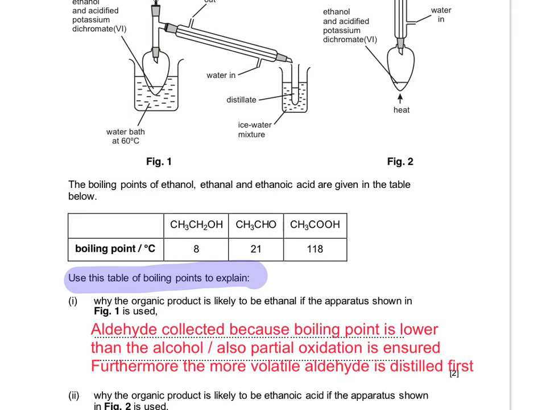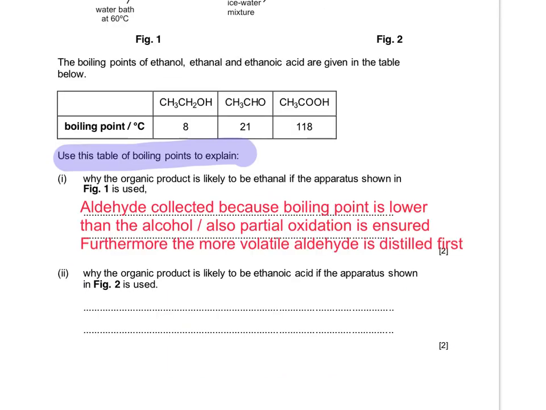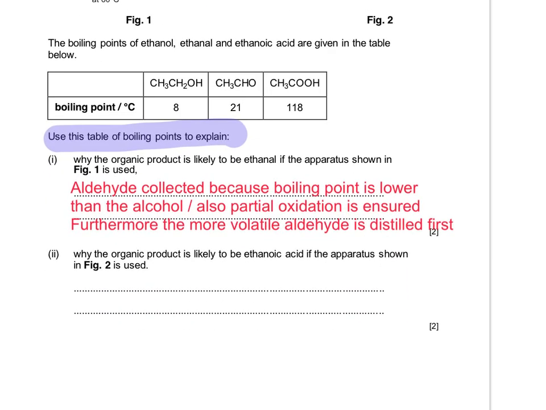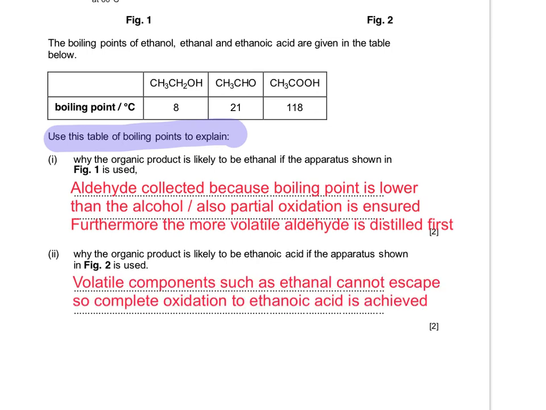So bringing the page further down so you can see what we're doing. It says why the organic product is likely to be ethanoic acid if the apparatus shown in figure 2 is used. So let's look at figure 2. You can see that figure 2 is refluxing apparatus as opposed to distillation. So here what we need to say is volatile components can't escape, so complete oxidation is achieved. Those 2 points will get you the 2 marks in that one.